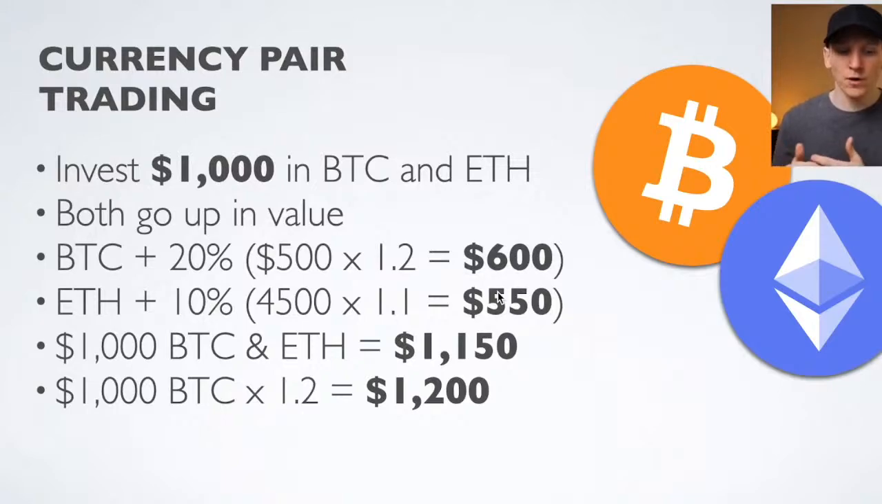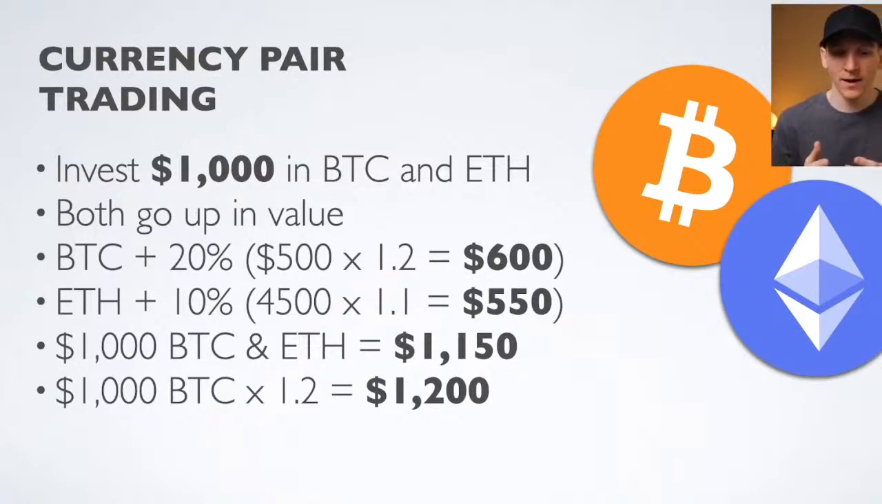Now, if you would have just put all of that money in Bitcoin, you would have made $1,200 because it would have gone up 20%. With $1,000 in Bitcoin and Ethereum, you only made $150. So actually you would have been better to just put all of your money in Bitcoin and none of it in Ethereum. Bitcoin went up more than Ethereum.